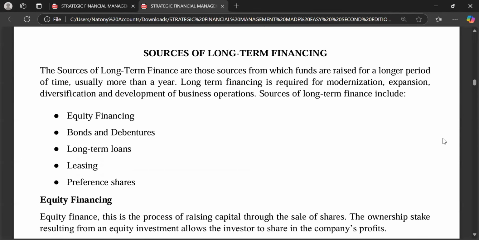If we move further, we have long-term sources of finance. That's where you have equity, bonds, long-term loans, leasing, preference shares. So these are long-term sources of finance.